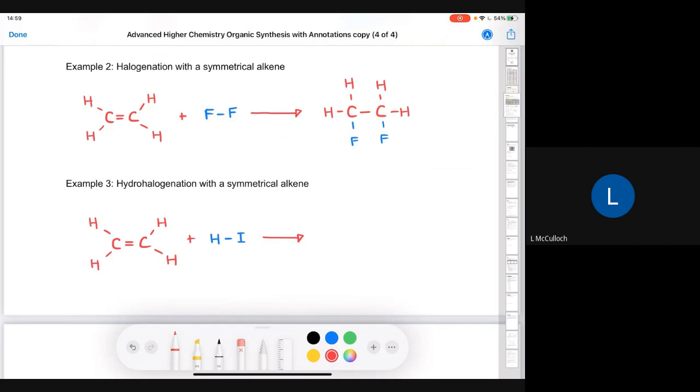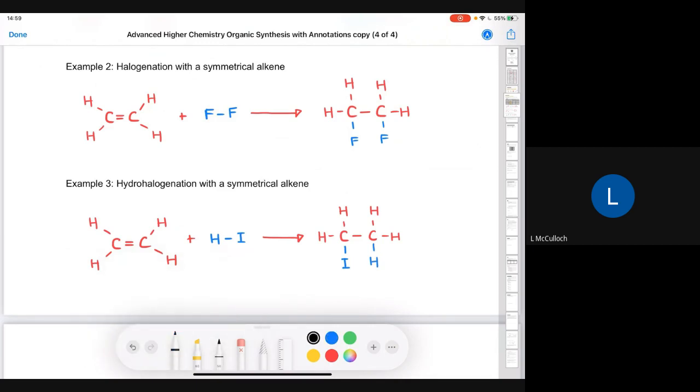So again, when we do our addition reaction, we are going to start by breaking the carbon-to-carbon double bond. Each carbon has 2 hydrogens already attached, so I will keep those two hydrogens attached. And now we have a choice. We could choose to put the iodine on the left-hand carbon, or we could put the iodine on the right-hand carbon.